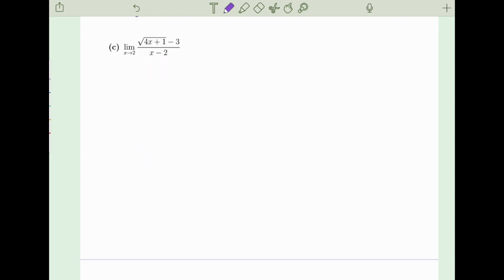Now let's take a look at question C here. We need to multiply this with the conjugate, which in this case is square root of 4x plus 1, plus 3. Same technique as before. And now we compute the top by using the difference of squares formula. So that comes to square root of 4x plus 1, squared, minus 3 squared, divided by the bottom. We don't need to change anything for now.